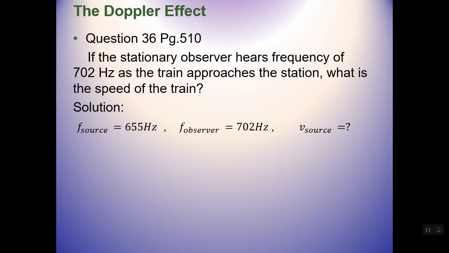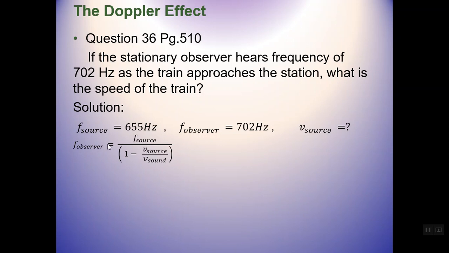From this, we have the same information about the first example. Frequency of the source is equal to 655 Hz. And in this question, they give me the frequency at observer is equal to 702 Hz and ask me to calculate the velocity for the source, or the velocity of the train.